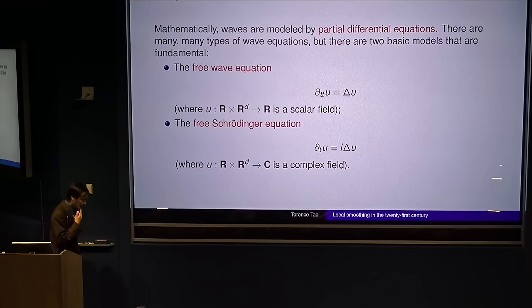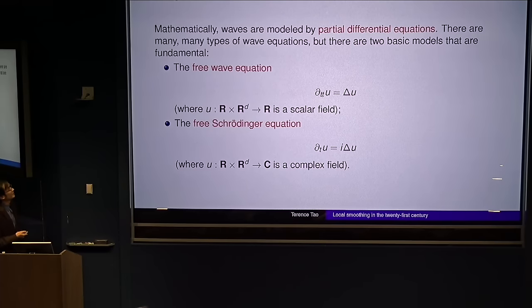The two most basic wave equations that we study: one is called the wave equation, or the free wave equation. It is what, for example, sound waves or water waves obey to a first approximation. There's a scalar field, U. If it's a water wave, it might just denote the amplitude of the water on a two-dimensional surface. If it's a sound wave, then we would be working in three dimensions. And it's the double time derivative of U equals the Laplacian of U.